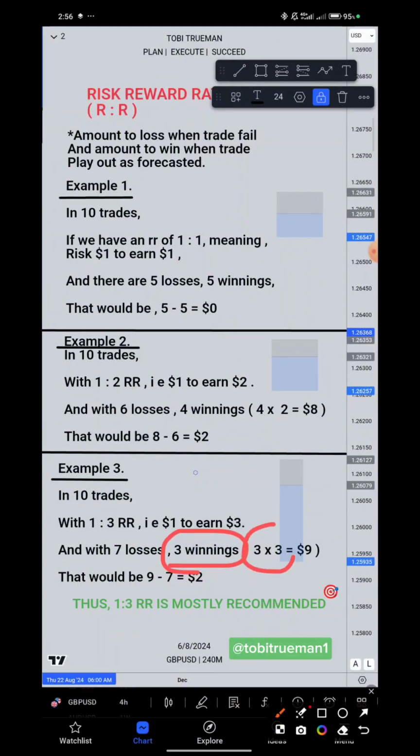That is why we have 3 times 3, which is 9. And overall, we now remove this 9 from the 3 trades you have won. We remove this total profit we make from the 3 trades, making it $9, and then we remove $9 from 7. We're going to have $2. So if you see, example 1 is not profitable at all using 1-to-1 based on our strategy.